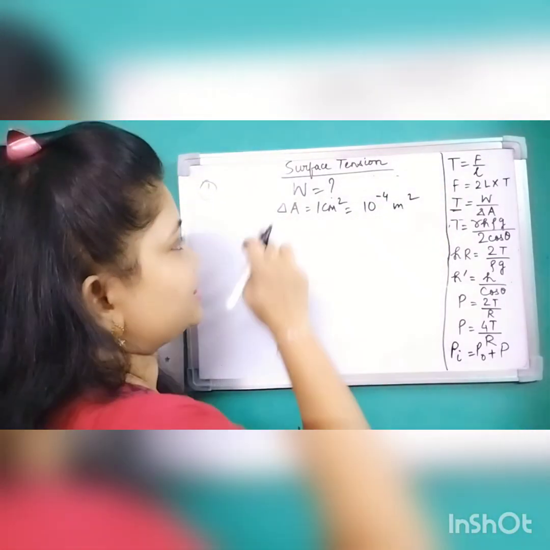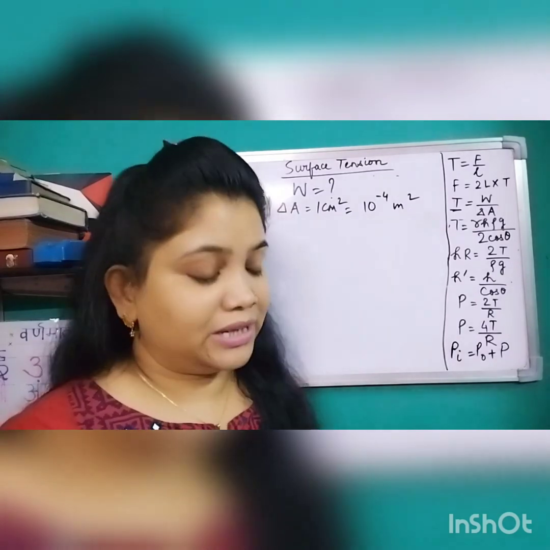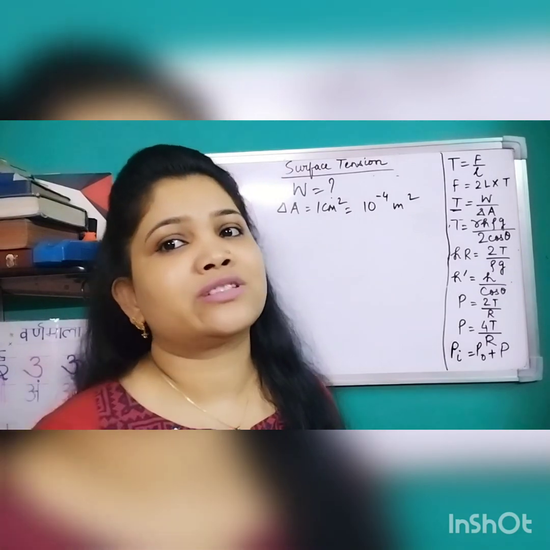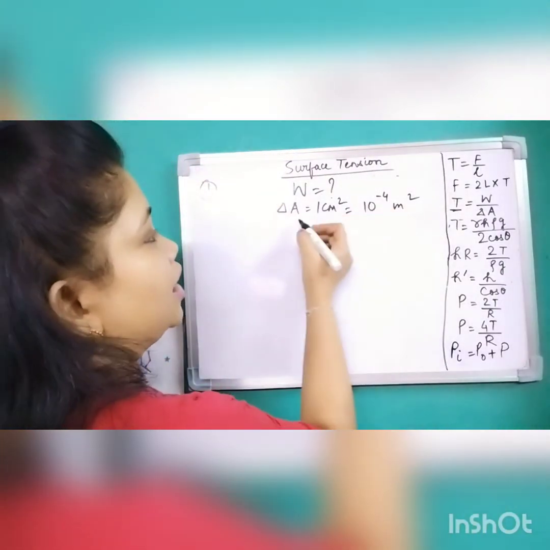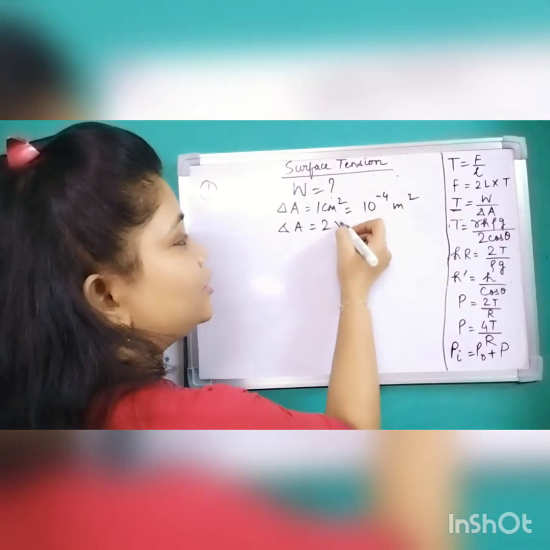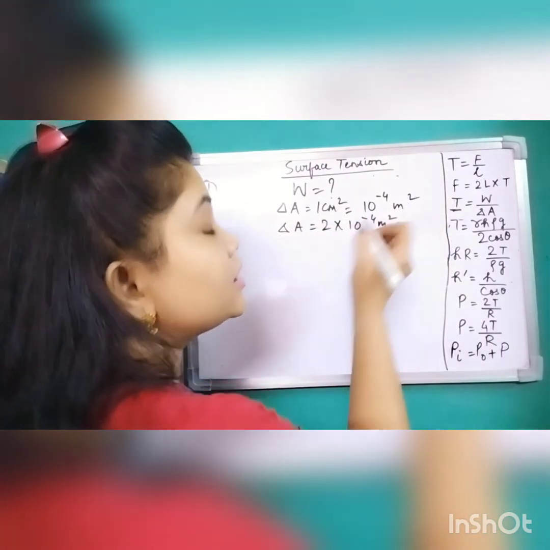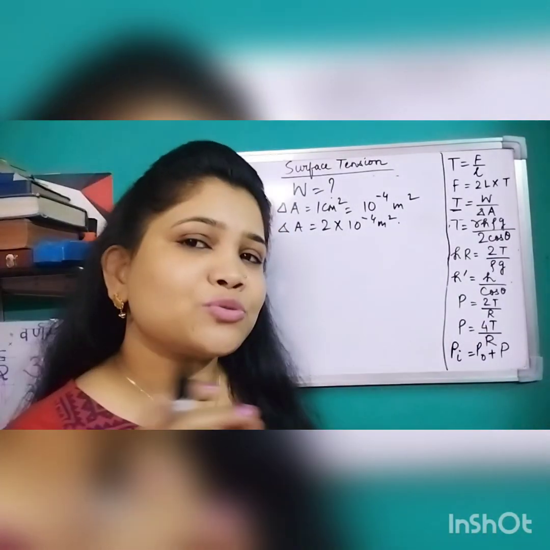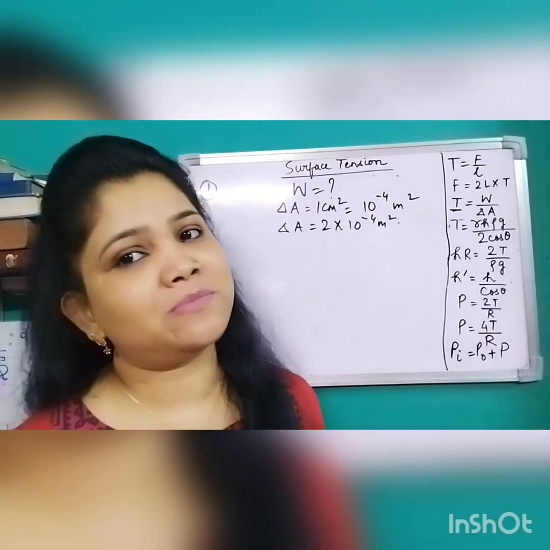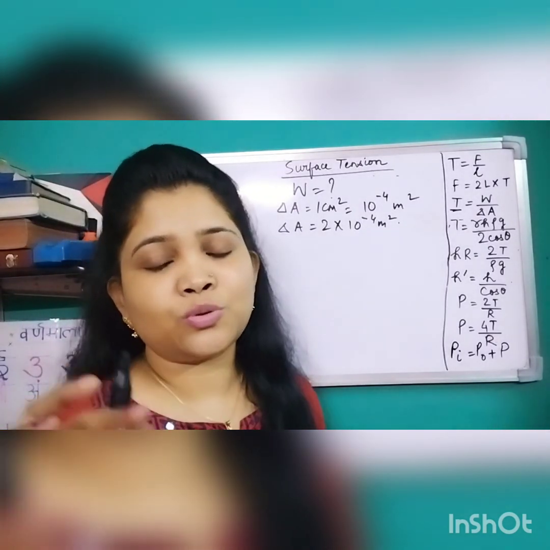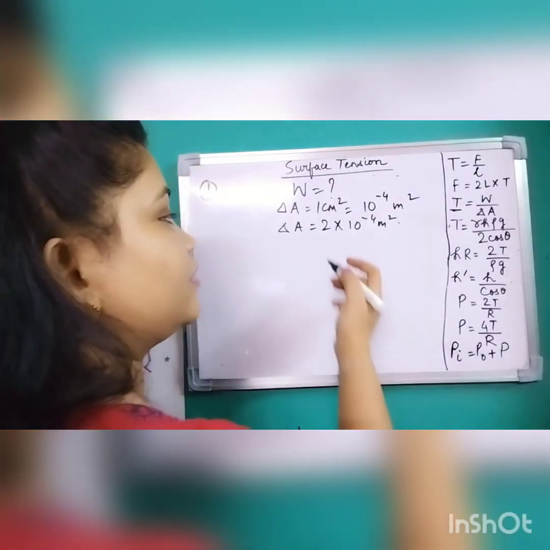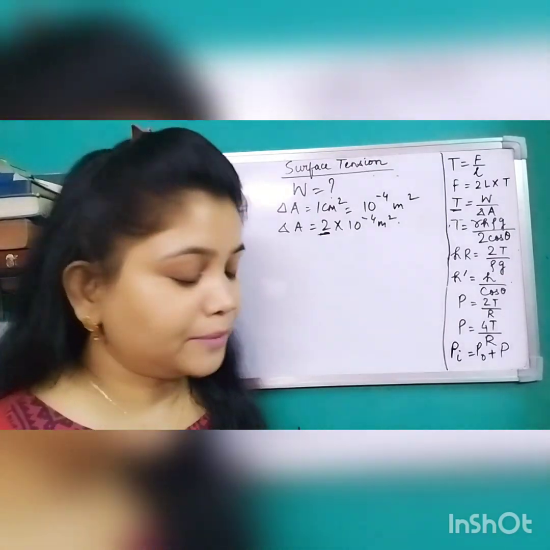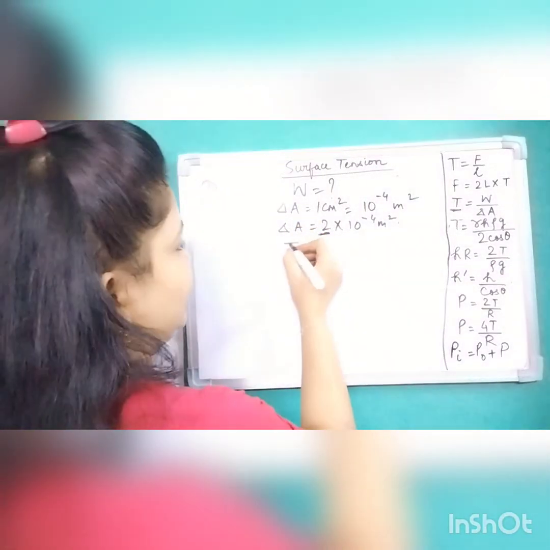Now in this case, they have mentioned soap bubble, and a soap bubble basically has two surface areas. So our area delta A will be 2 into 10 to the power minus 4 meter square. Remember, when I talked about excess pressure, it is 2T by R in air bubble and 4T by R in soap bubble. That means there are two sides of the soap bubble. So here we will use delta A as 2 into 10 to the power minus 4 because a soap bubble has two areas.